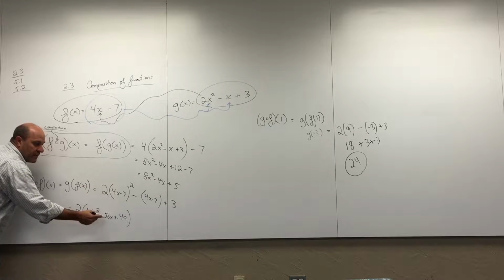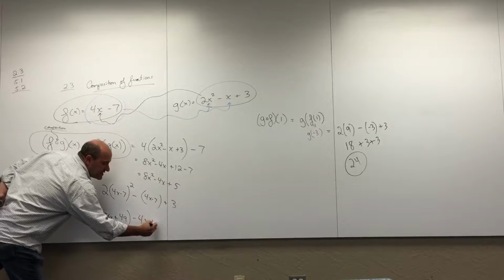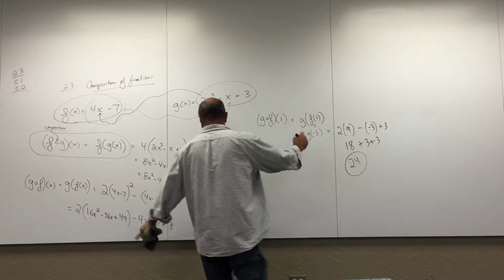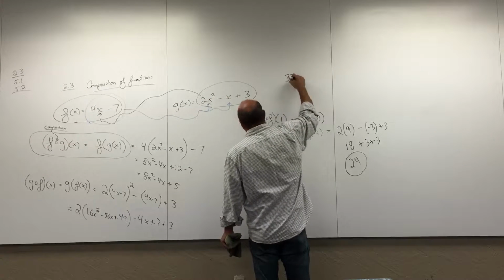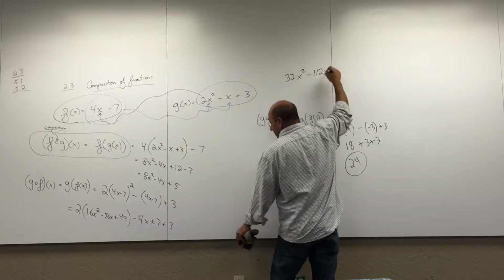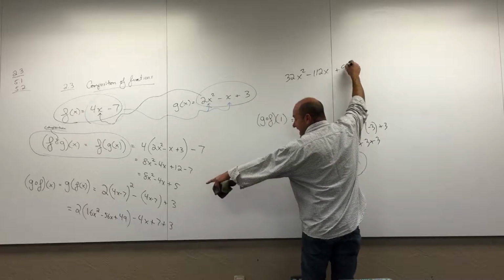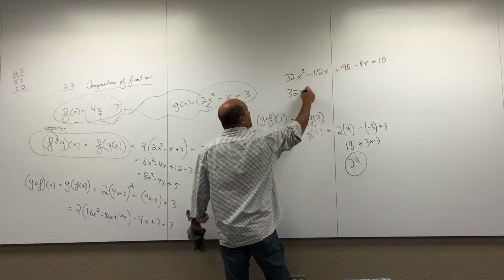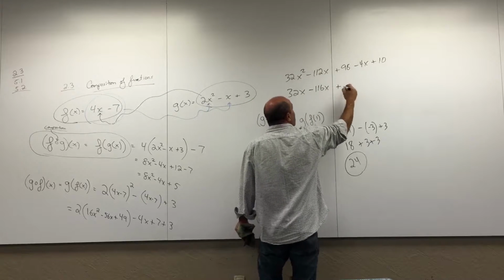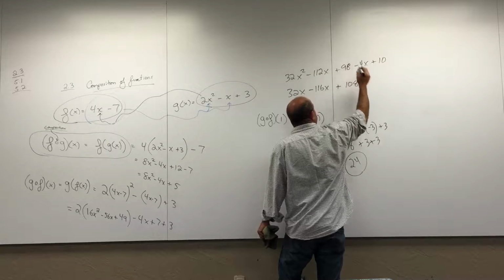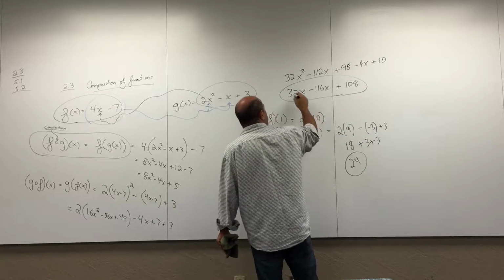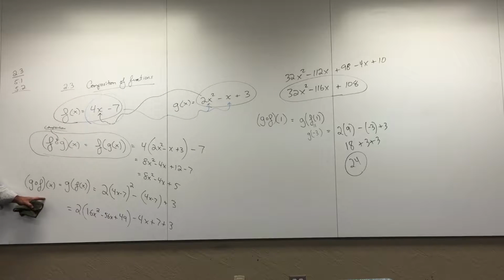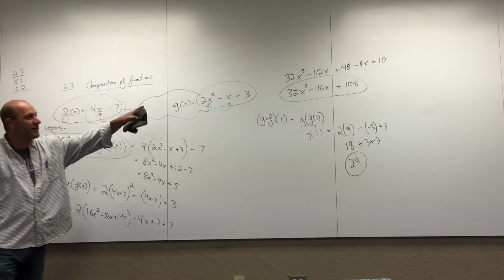Square a binomial. What's this? Negative 4x plus 7 plus 3. I distributed the negative sign. I got to distribute the 2. 32x squared minus 112x, if I distribute the 2, plus 98 minus 4x plus 10. Wow. 32x squared minus 116x plus 108. I told you, that's kind of hard work. That's the answer to this composition.